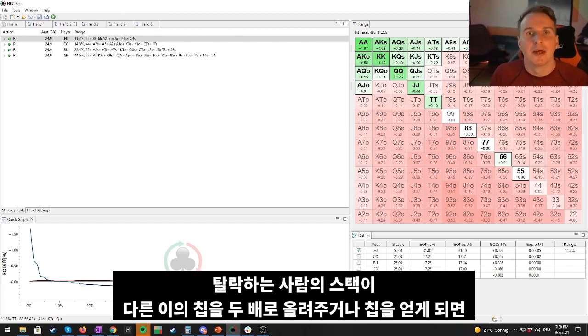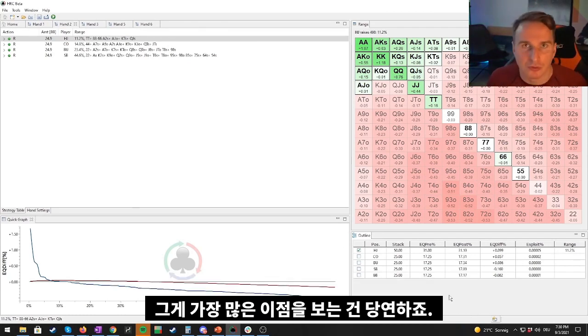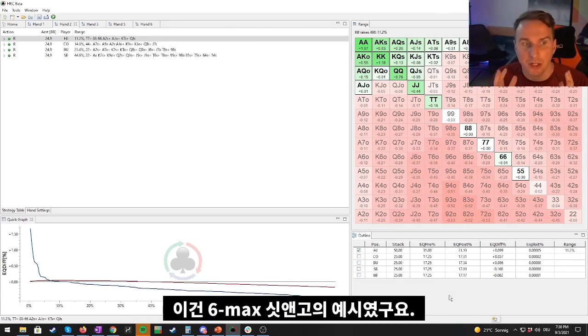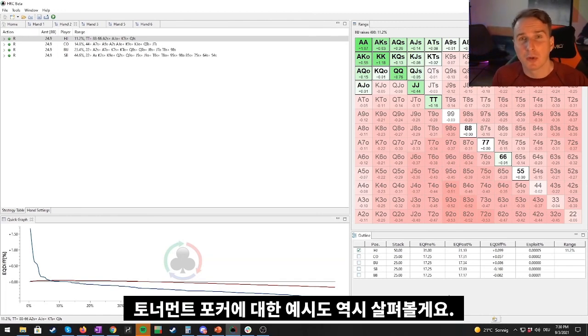Of course, the one stack that busted that very player and doubles up through him or gains chips through him benefits the most, of course. And this is just for a 6-max sit and go. We're also going to be looking now into an example for tournament poker.